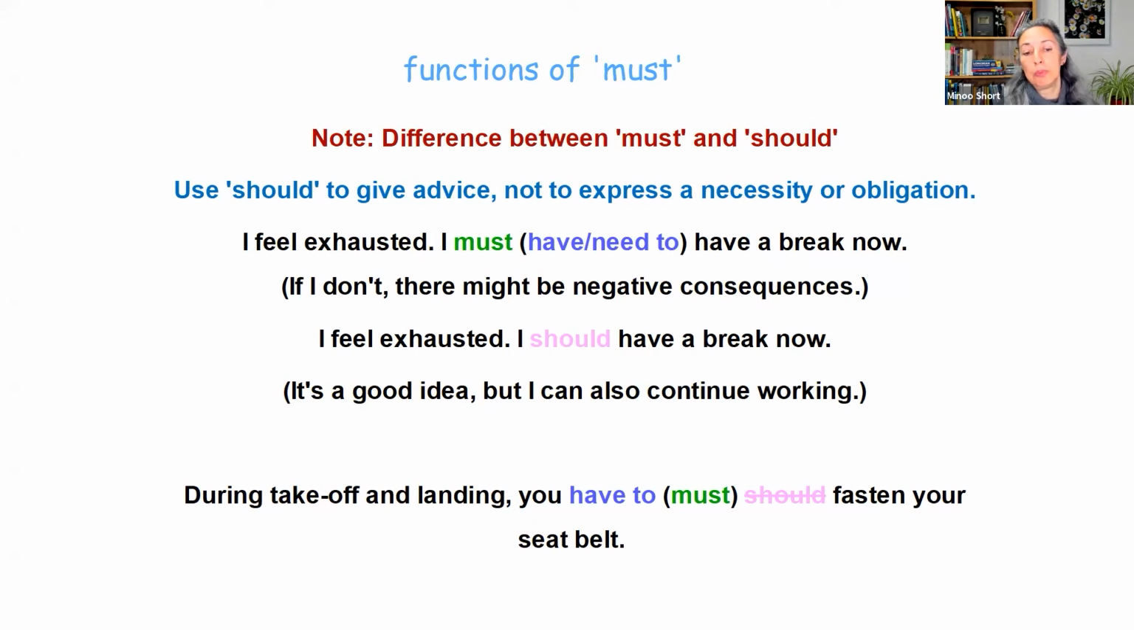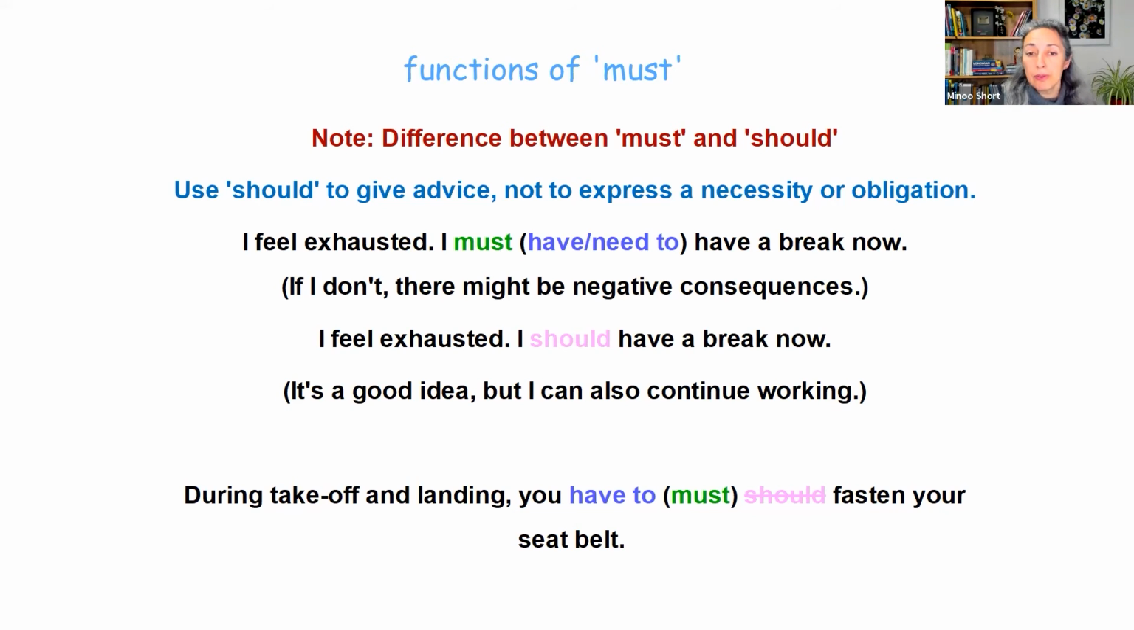Another example would be the external obligation or rule. Our example was, during takeoff and landing, you have to was the best choice, external obligation. It's also possible to say you must fasten your seatbelt. Don't say should, because that just implies that there is no rule. Do it if you like, but it's advisable. I just wanted to make sure that the difference, the feeling difference, tone difference between must and should is clear.